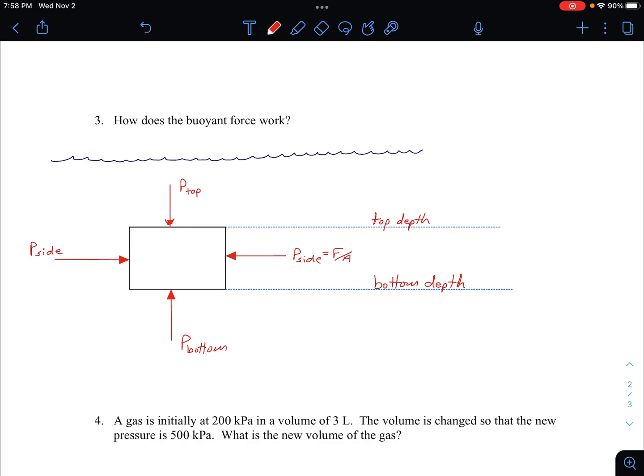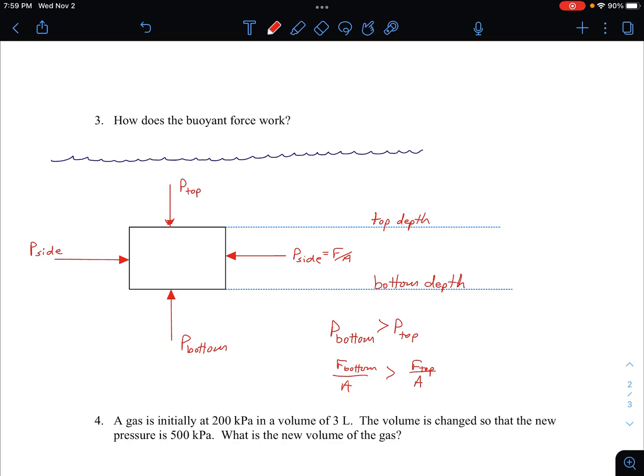It means that the bottom pressure, we can write this as an inequality, the bottom pressure is greater than the top pressure. And that's because it is deeper. Well, what do we know about pressure? It's the force divided by the area. So the force at the bottom divided by its area is greater than the force at the top divided by its area.